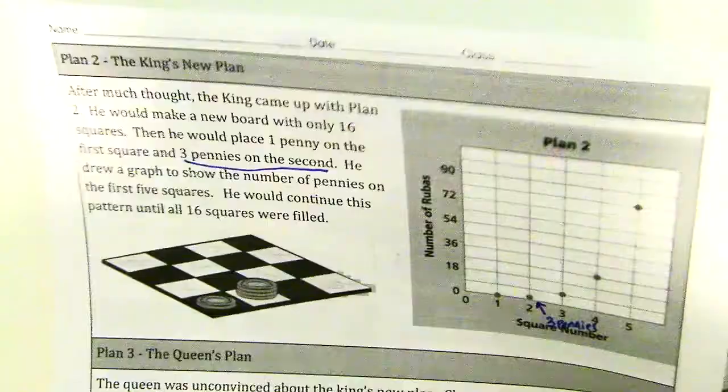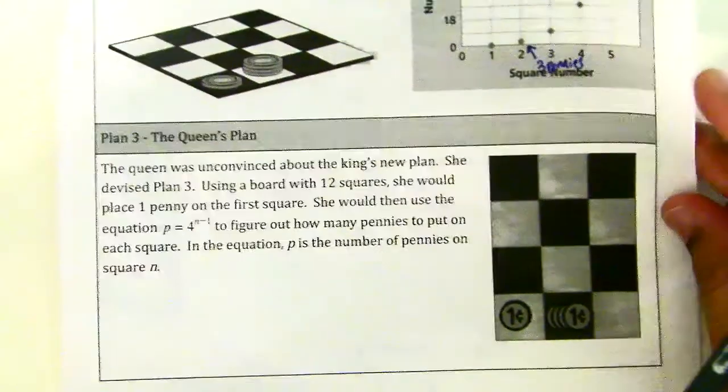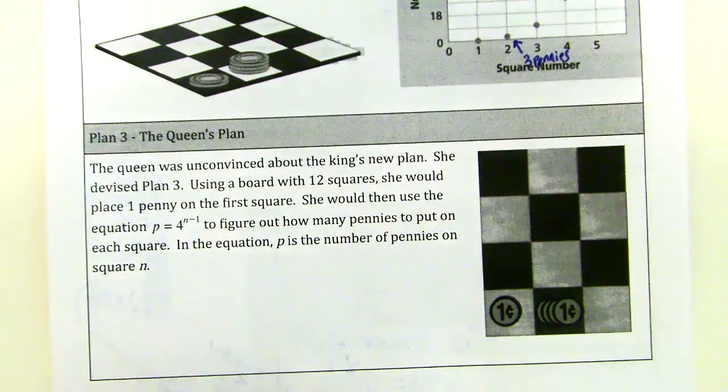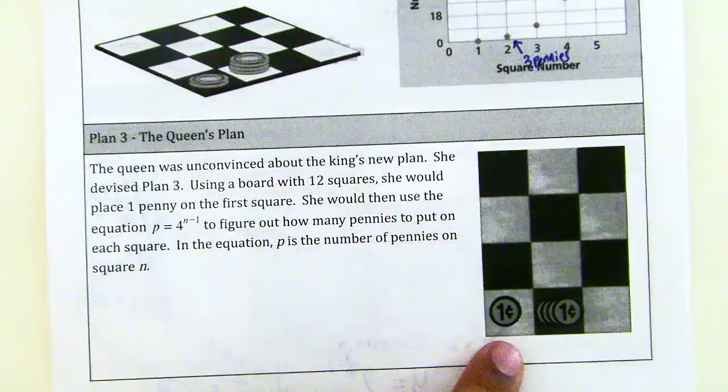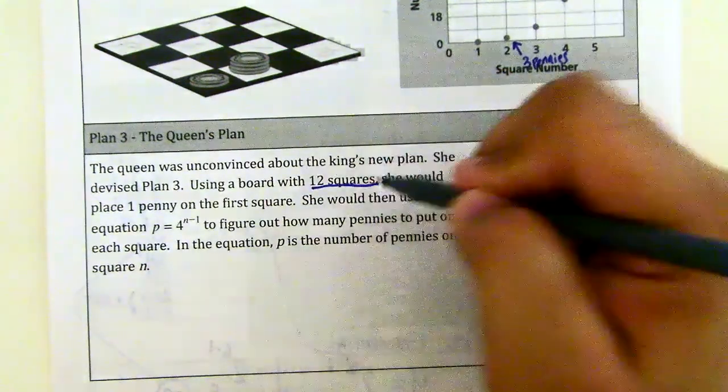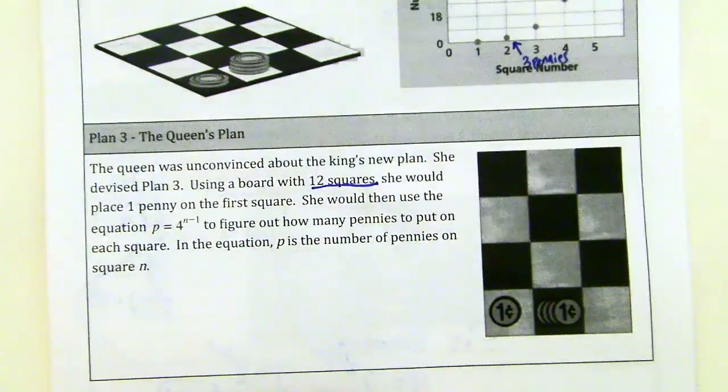Now, the queen also comes up with her own plan, right? So the queen has a different size chessboard. Remember, this chessboard here had 16 squares. The queen's chessboard now has 12 squares. So we have different sizes of chessboards and they're growing at different rates. Now, the queen says she's gonna place 1 penny on the first square.